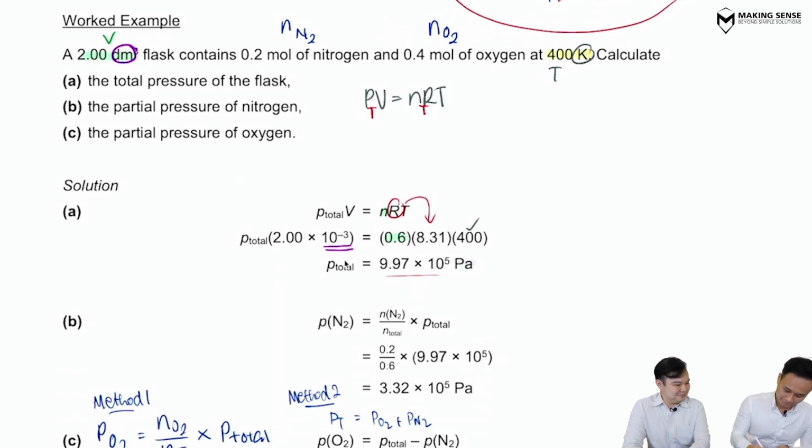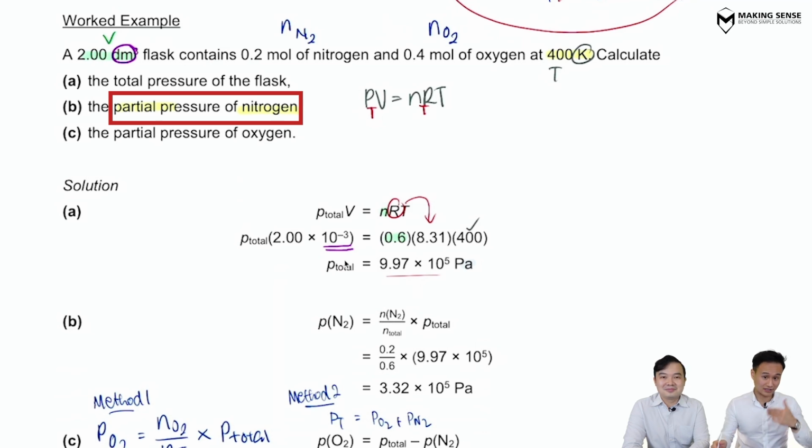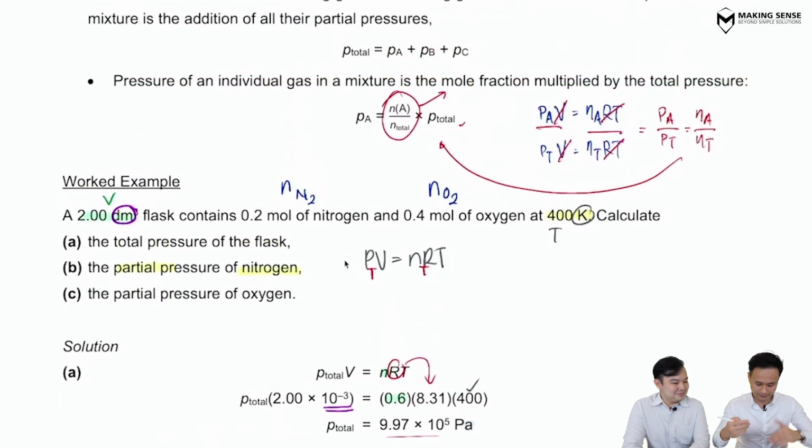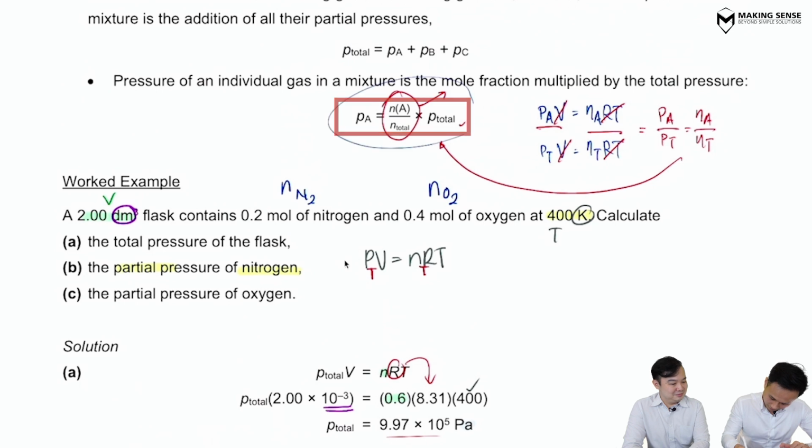Now, next, we're going to have the partial pressure of nitrogen, and like what Mr. Long mentioned to us just now, we're just going to use the partial pressure formula, okay? So take a look. I'm going to bring this down.